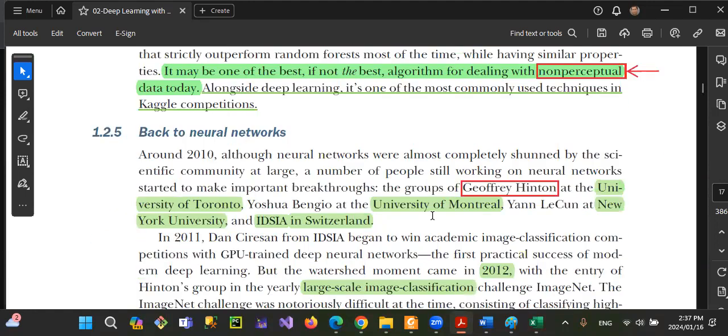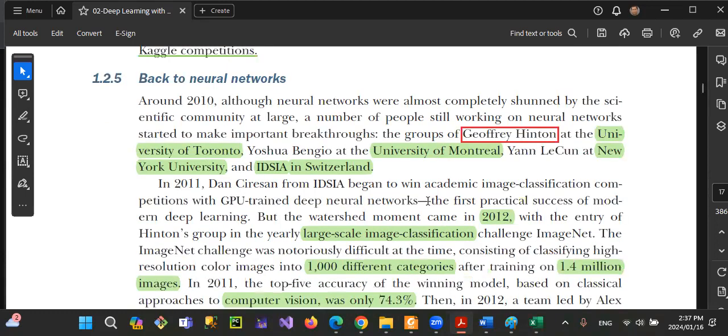Best neural network. It started with Geoffrey Hinton from Toronto, and Yoshua, from University of Montreal. Two of them are from Canada. The other one is from New York University, and a person from Switzerland. So they started working separately. They didn't collaborate, again, on the idea of neural nets.